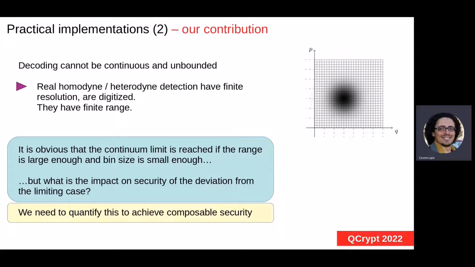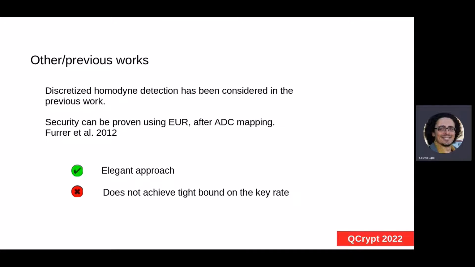But what is the impact on the security of the deviation from the limiting case? This is the question we are addressing now. I want to quantify the impact of this approximation on the security of the protocol. That's the only way to achieve composable security. There were previous works that considered the discretized measurement, very elegant and important work, where the security was proven using entropic uncertainty relations in 2012 by Furrer and others, and a few other works along this line of research. The approach is very elegant, but unfortunately in continuous variable QKD, using entropic uncertainty relations does not necessarily give a tight bound on the key rate.